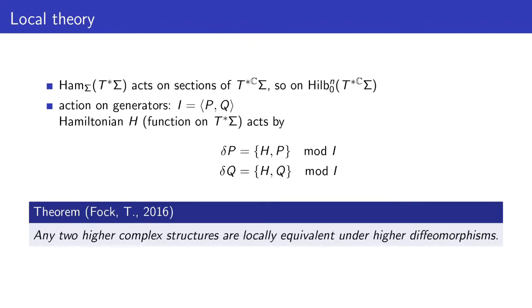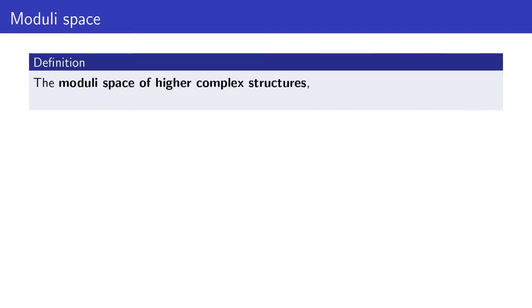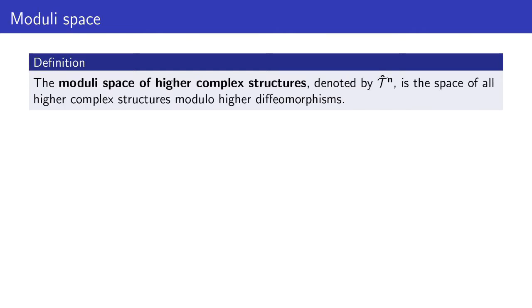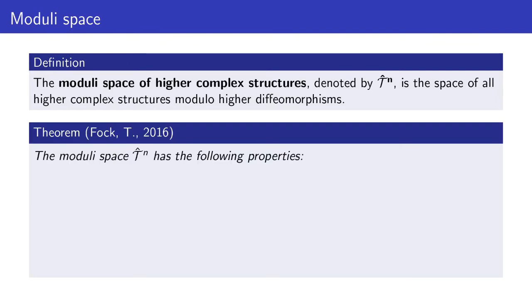So now that we have a geometric structure and an equivalence relation, we can look at the local theory. It turns out that any two higher complex structures are locally equivalent under higher diffeomorphisms, meaning that locally there's no invariant. This also says that the only interesting geometry of the higher complex structure lies in the global theory. So we define the moduli space of higher complex structures, which we denote by T̂n, as the space of all higher complex structures modulo higher diffeomorphism. This moduli space has the following properties.